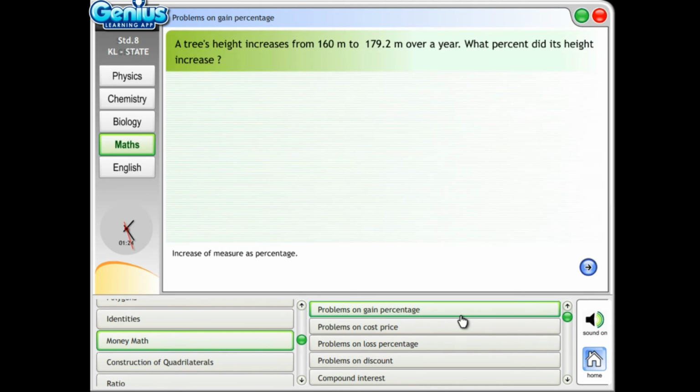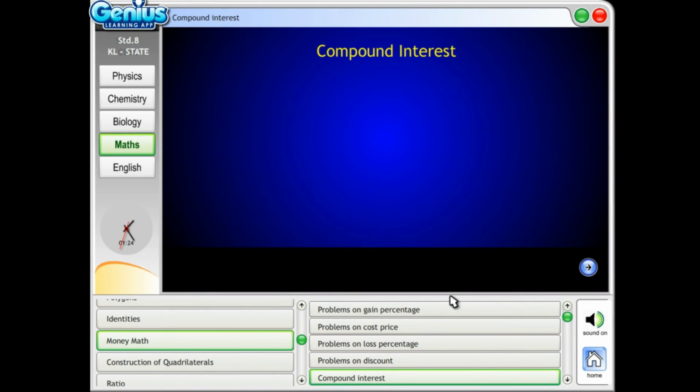Increase measured as percent. Increase of measure as a percentage. A tree's height increases from 100. Compound interest.